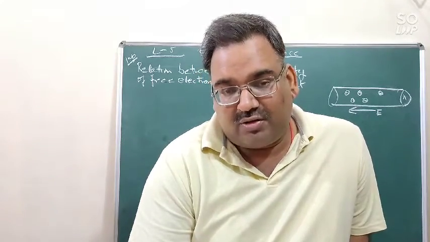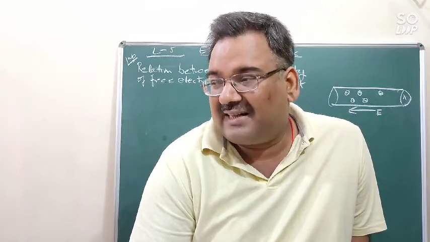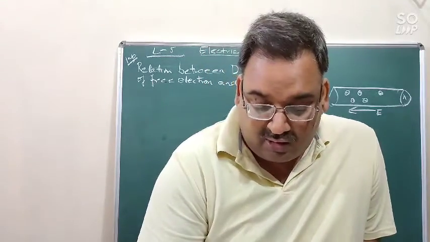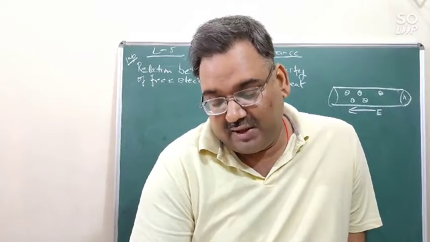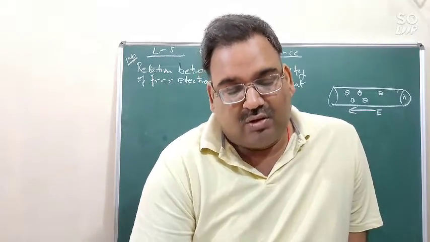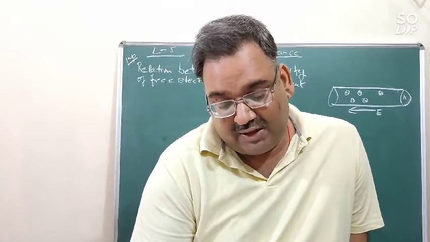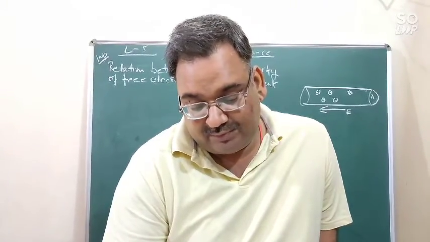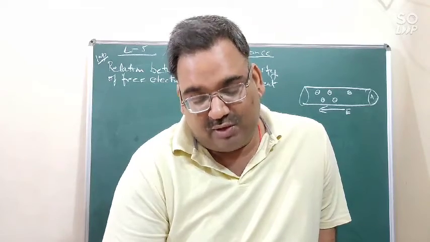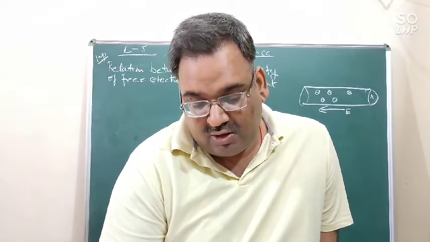The charge on an electron is e. Therefore, the net charge that will be flowing through the wire will be equal to NAVD t into e. So I is equal to q upon t. We substitute the value, we get I is equal to NeAVD. So just see here.